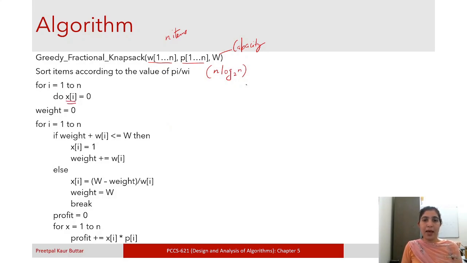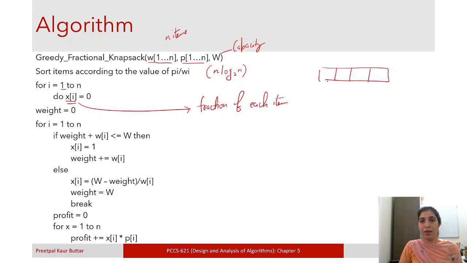Then we have an array xi. Xi indicates the fraction of each item which we are picking. So how much fraction of each item are we picking here? Initially, for all n items, it is initialized to 0. Suppose we have 4 items. For all the items, this will be initialized to 0. It means we have not picked any item yet.